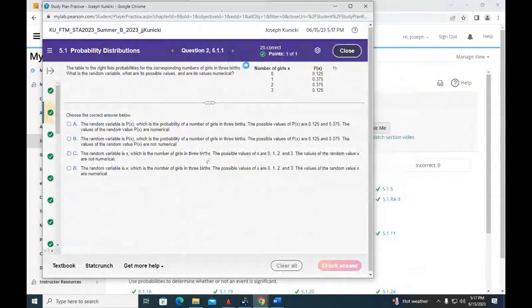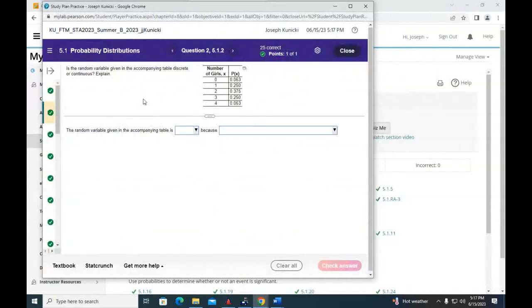I want to start with 2, actually. So is the random variable given in the company table discrete or continuous? Well, there's only 5 values for x. So it's discrete in the sense that it's finite. The other thing you got to do is make sure these add up to 1 and that they're all valid probabilities. They're all between 0 and 1 inclusive.